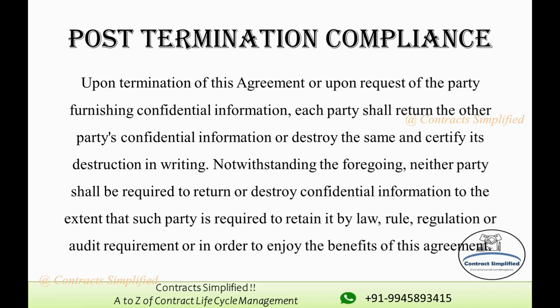So this is all about the confidentiality clause that we are going to add in any agreement, and also the confidentiality agreement or the non-disclosure agreement that we do draft.